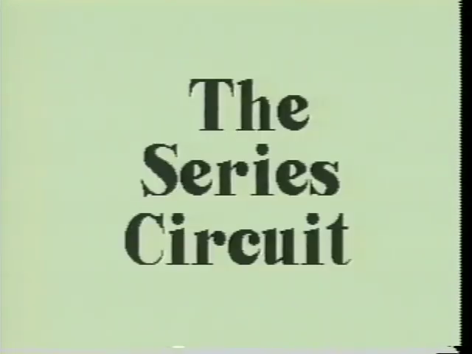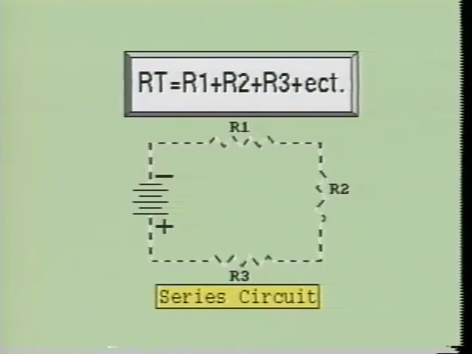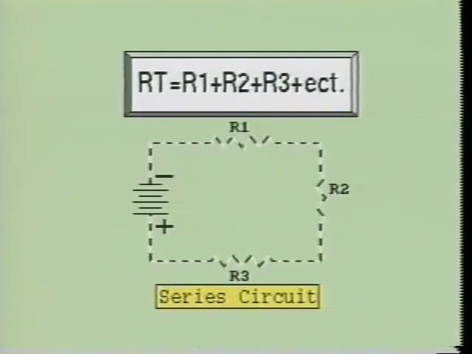Now to begin our study of the series circuit. When the electrons flow through the negative side of the battery and go through every component in the circuit, then flow back to the positive side of the battery, it is called a series circuit. To figure total resistance for resistors in series, you simply add their values together.